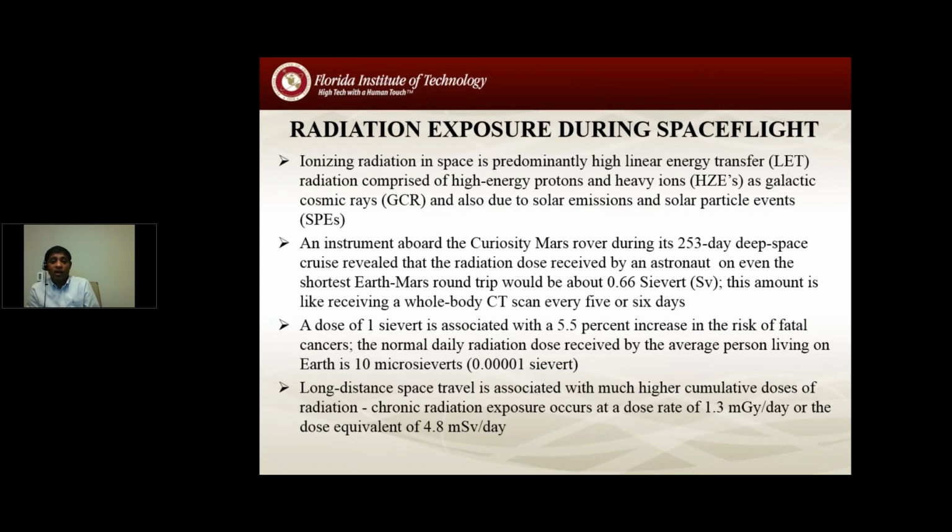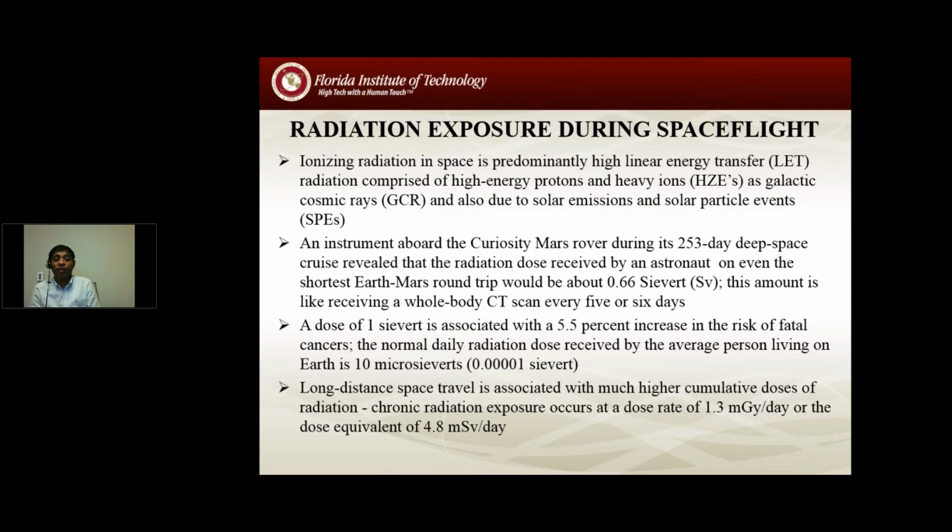Some basic facts: in space radiation you have different types of energy, high energy protons and heavy energy ions, and they deliver a significantly high radiation dose. Just for your information, a 253-day deep space mission is going to give you about the same amount of radiation as taking a CT scan every 5 to 6 days. So that gives you a perspective.